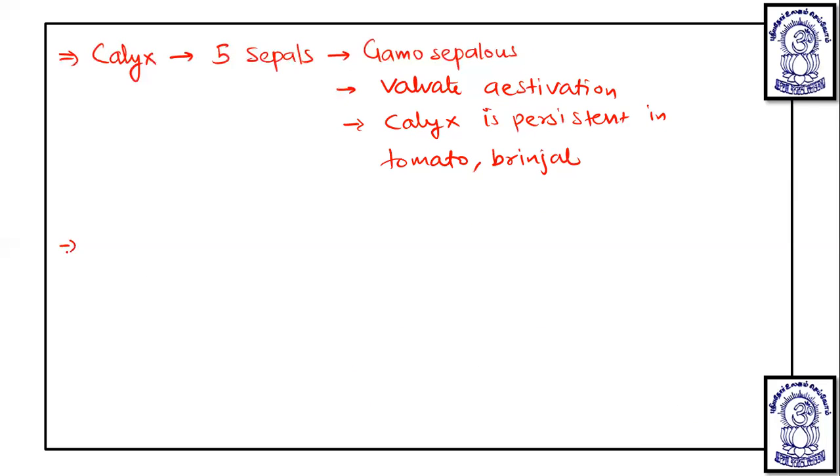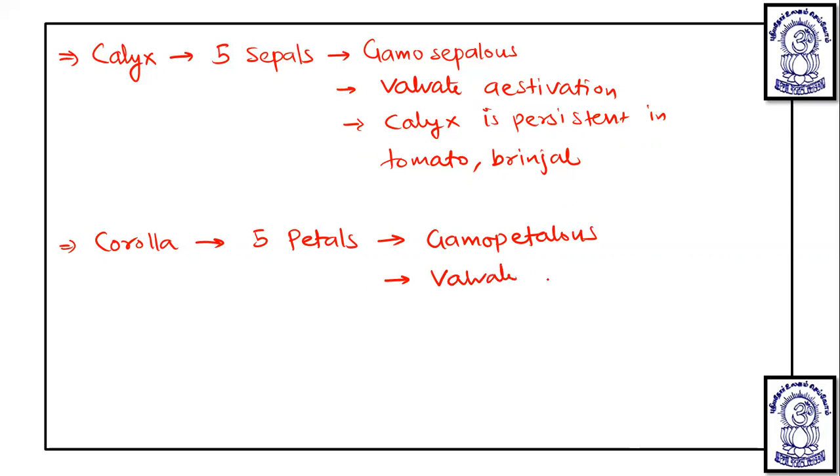Then after calyx, if you talk about corolla, that is a group of petals. Here also there are five petals, and these five petals are fused, so it is gamopetalous condition. Here also they have valvate aestivation.